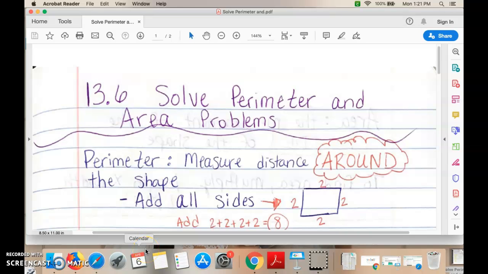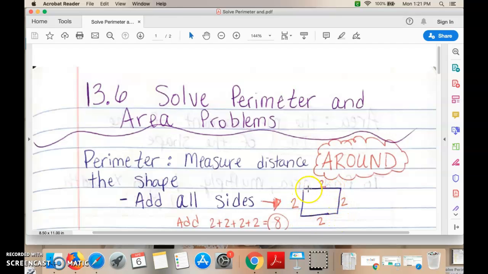Hello. Okay, so we're going to finish up our chapter 13 topic with measurement on 13.6, solving perimeter and area problems. When we talk about perimeter, we're talking about measuring the distance all the way around the outside of the shape. In order to figure out what the perimeter is, we're going to add all the different sides. So let's say I have this square here.